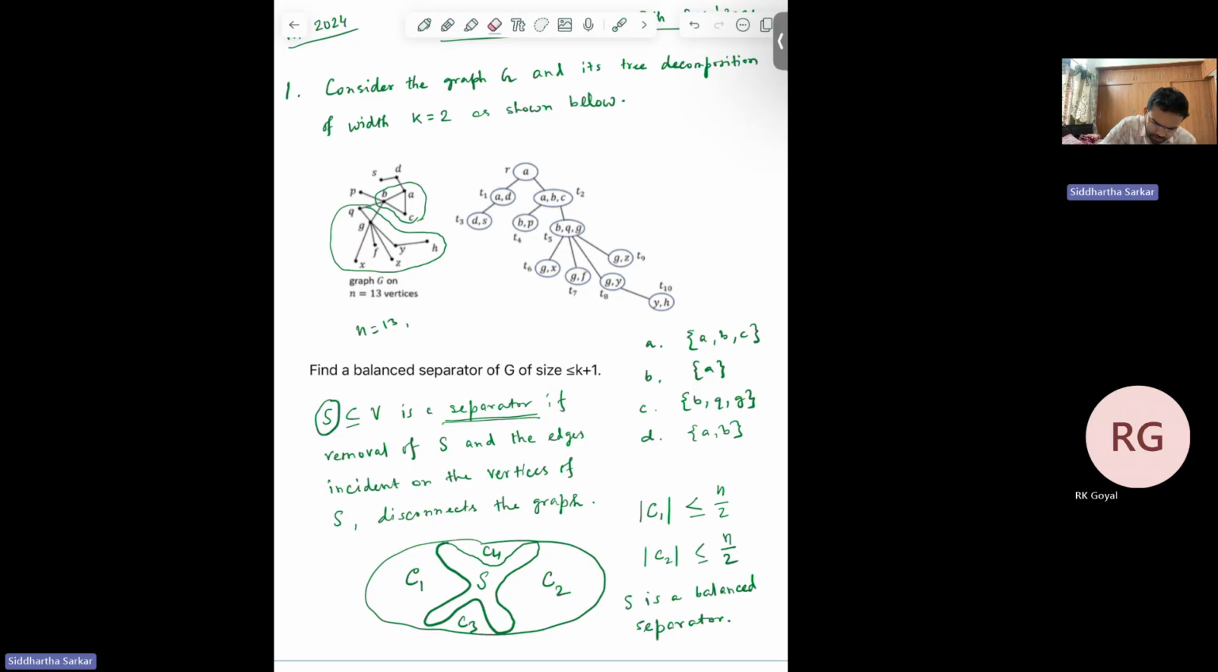So let me clean up things. We are deleting these three. Now, how many components do we have, and are all the components light, that means having less than or equal to 6 vertices? Yes, so this time we would have components wherein the size of every component would be less than n by 2, at the most 6.